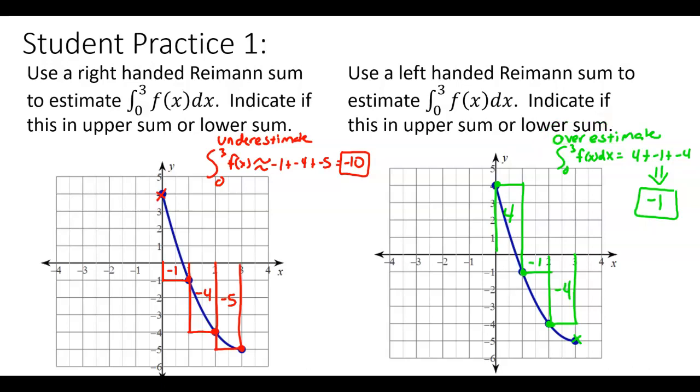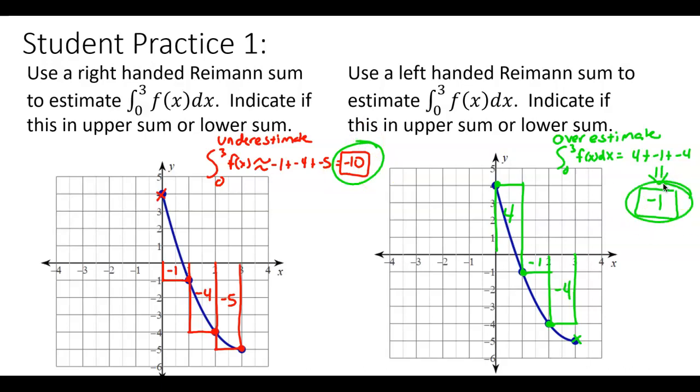All right? So in other words, this area that we're estimating is slightly too low, and this area that we're estimating over here is slightly too much. So we know that the actual area under the curve is somewhere between negative 10 and negative 1. All right. Next, I want you guys to make sure you actually got the areas right. For this one, I get negative 10, and for the one on the right, I get negative 1.